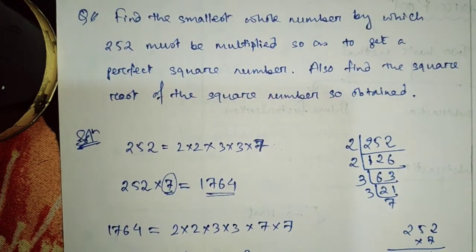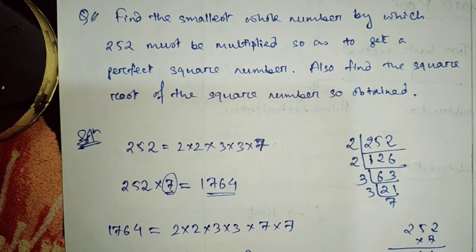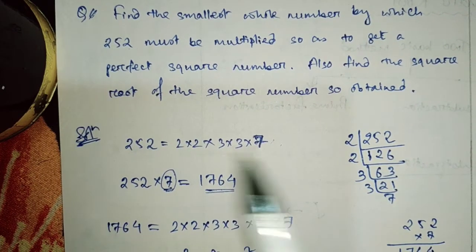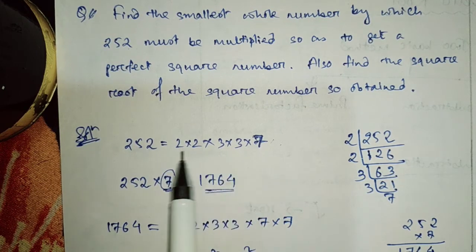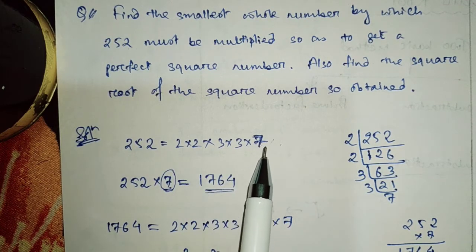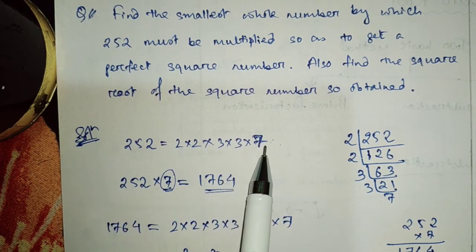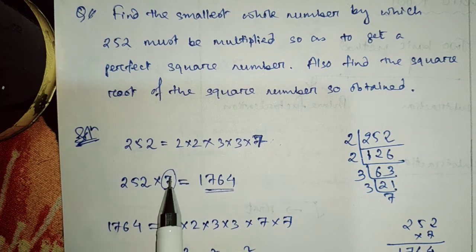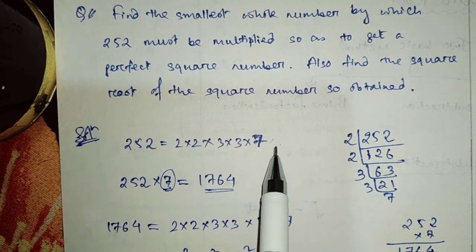So what we have done in this question, we have to find the smallest whole number by which 252 should be multiplied to make it a square number. So we have done prime factorization of 252, and of all the primes we see which one is not in a pair. We have seen that 7 is not in a pair, so we have to multiply with 7 to get a square number. So 7 will be our answer to the first question, that we should multiply 252 with 7.